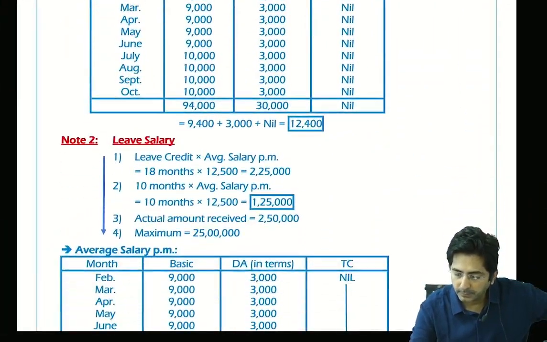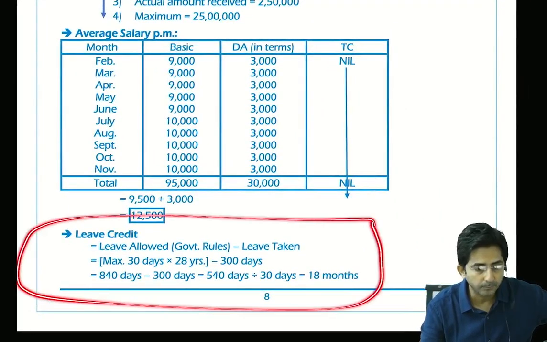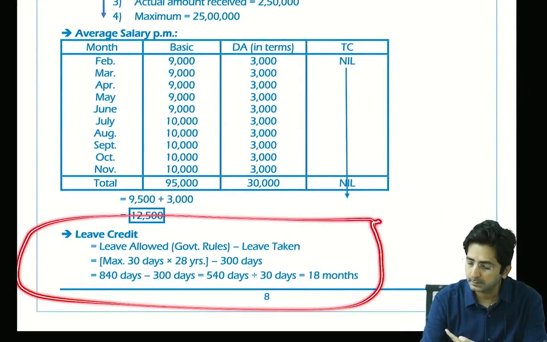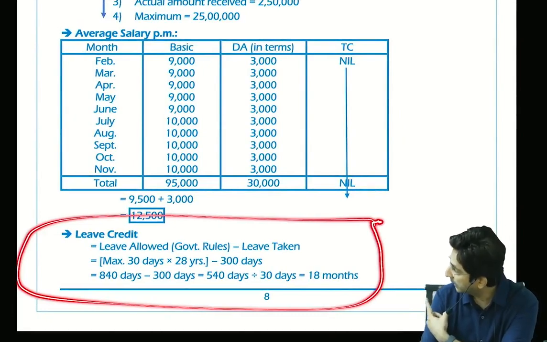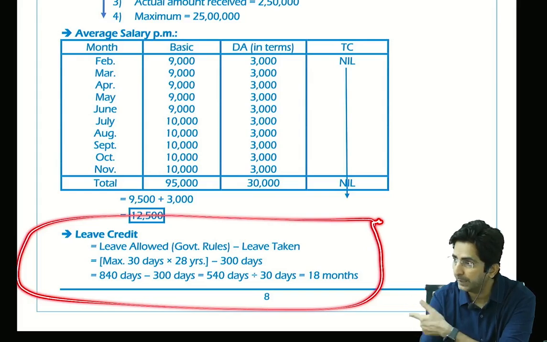See, leave credit will be, see this portion: leave allowed minus leave taken. Leave allowed as per government rule is 30 days into number of years of service, 28, minus leave taken 300 days. So that comes to 540 days. So you have to convert into months. Divide by 30, that comes to 18 months. Hope you are getting this. So 18 months is the leave credit.